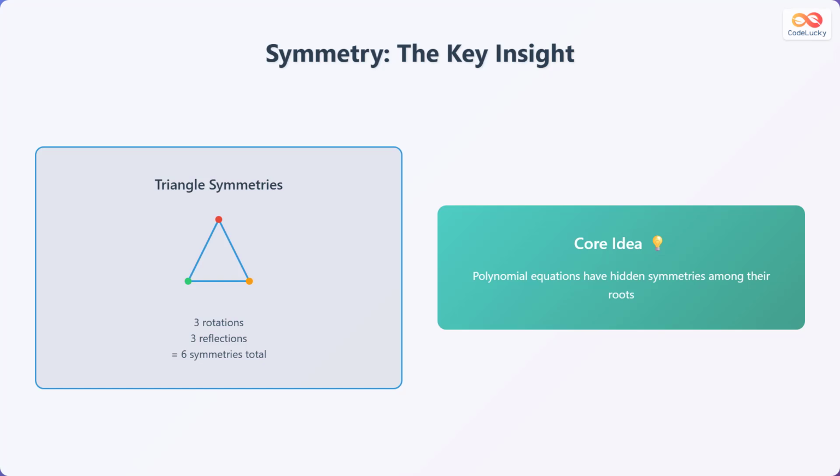Symmetry is the key insight that drives Galois theory. Consider a simple equilateral triangle. It has 3 rotational symmetries and 3 reflection symmetries, making a total of 6 symmetries. Similarly, polynomial equations possess hidden symmetries among their roots, and understanding these symmetries is crucial to determining whether the equation can be solved by radicals.